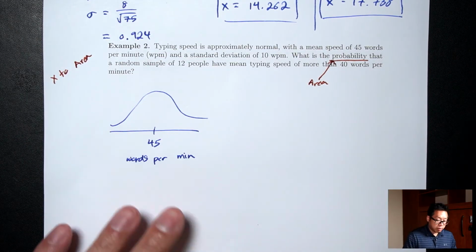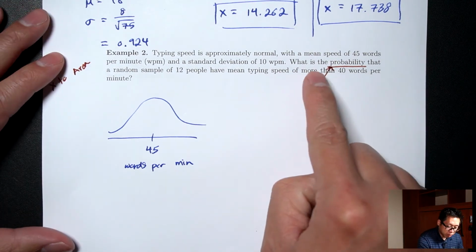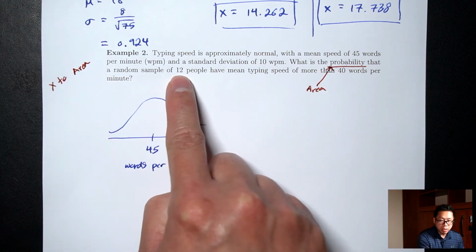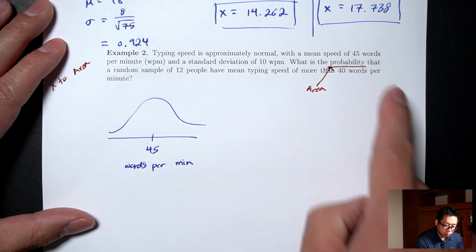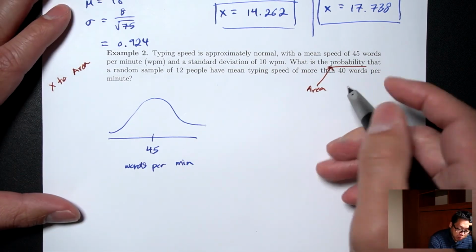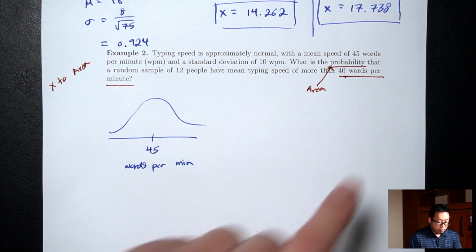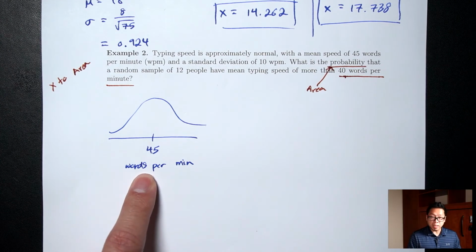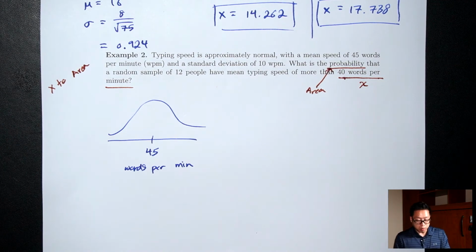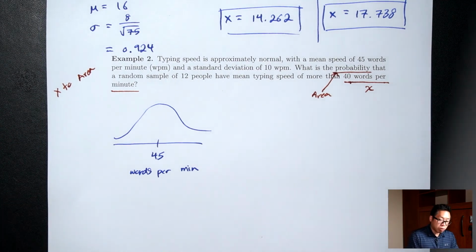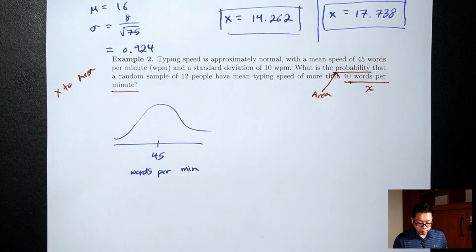Another way to think about it is what information am I starting you off with? Okay, so the question says, what is the probability that a random sample of 12 people, so 12 there is just the sample size, have mean typing speed of more than 40 words per minute? So I'm giving you that 40 to start with, 40 words per minute. Words per minute, that's on the x-axis. So that 40 that I'm starting you off with there, that's an x. I'm starting you off with an x, so which one starts with an x? X to area. So it's an x to area question.